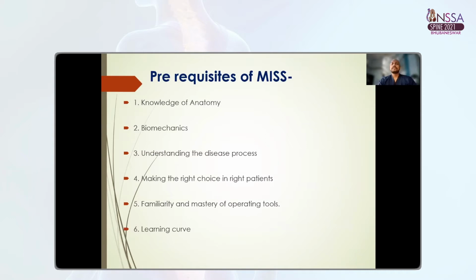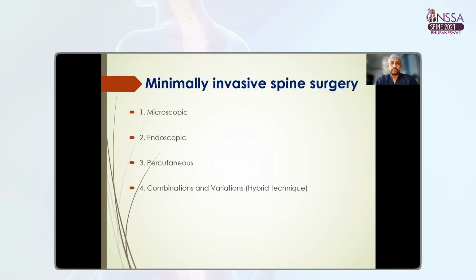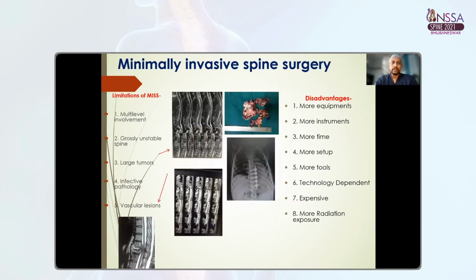So what are the prerequisites for a minimally invasive approach? Thorough knowledge of the anatomy, thorough knowledge of the biomechanics of the spine, understanding the disease process, making the right choice in the right patients, familiarity and mastery of the tools, and learning the curve from maximal to minimal approach. Minimally invasive spine surgery includes microscopic approaches, endoscopic approaches, percutaneous approaches, or a combination, that is, hybrid techniques.